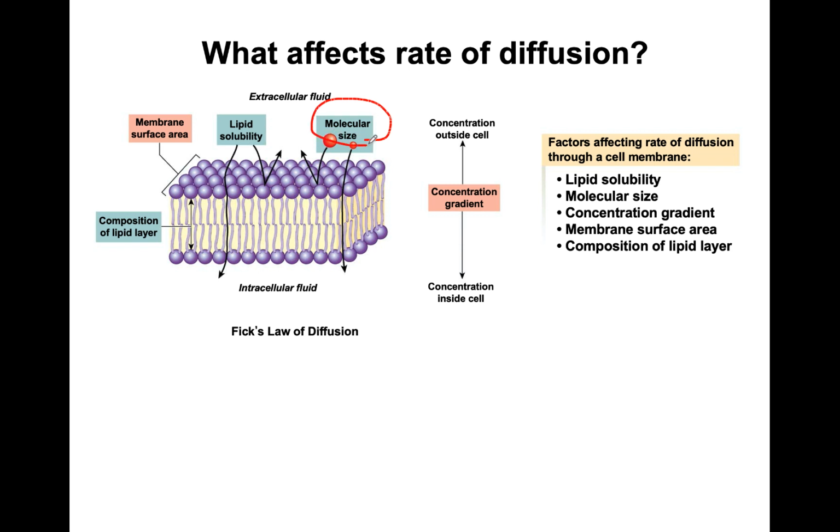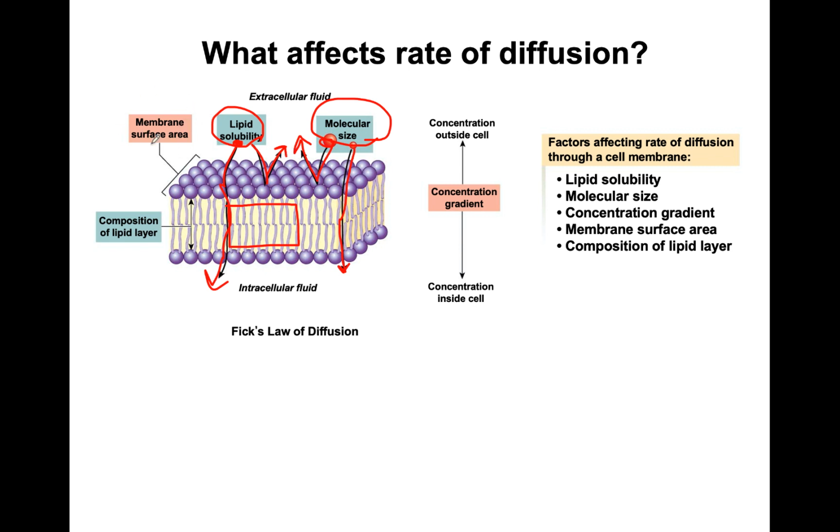Molecular size. The smaller it is, the easier time it's going to have getting through the membrane. The bigger it is, the higher the chance that it's going to bounce off the membrane. Then lipid solubility. Because the membrane is made mostly of lipids, like in this tail region here, if the solute is a lipid, it's going to be able to get through a membrane that's also mostly a lipid. However, if it is not lipid-based, it's most likely going to bounce off.